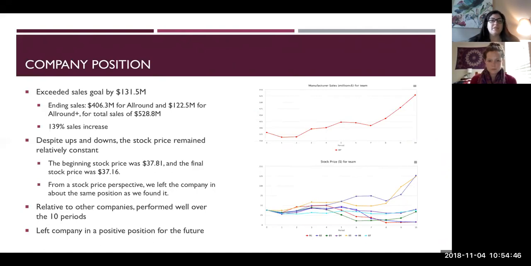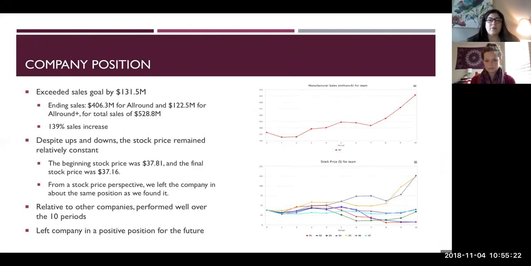And despite our ups and downs, the stock price remained relatively consistent. The beginning stock price was $37.81, and our final stock price at the end of period 10 was $37.16. So from a stock price perspective, we left the company in about the same position as we found it. Relative to other companies, we performed well over the 10 periods. Again, consistency pays off, and that's basically what our stock price was.